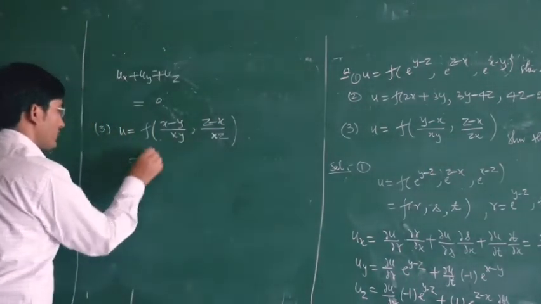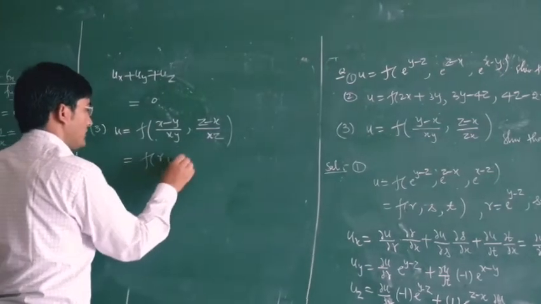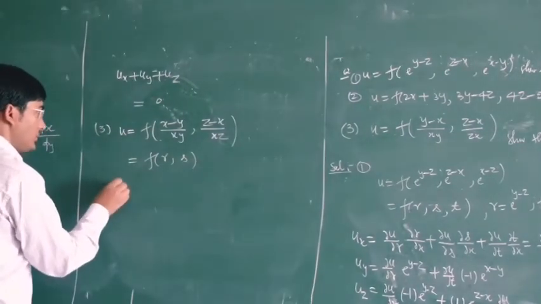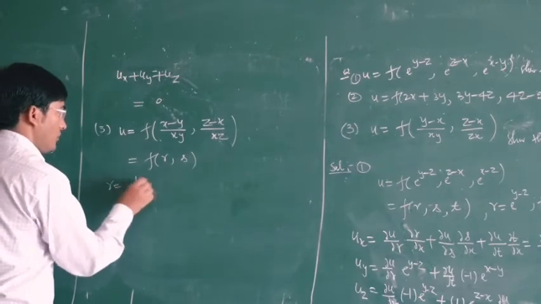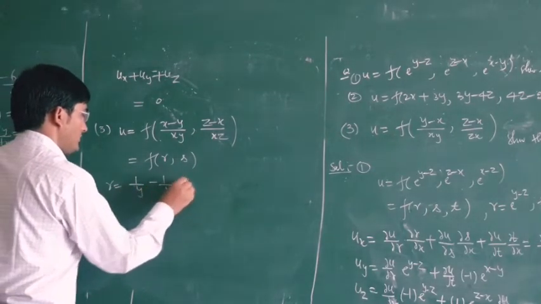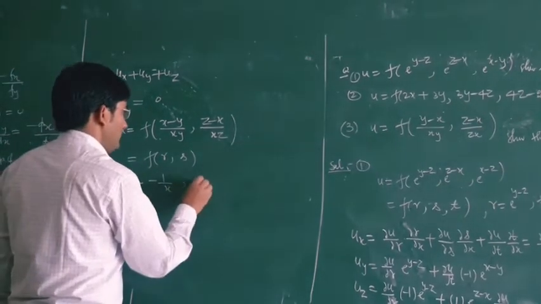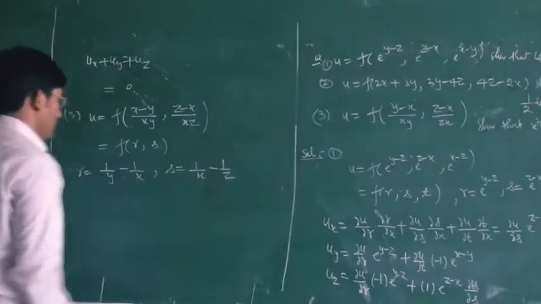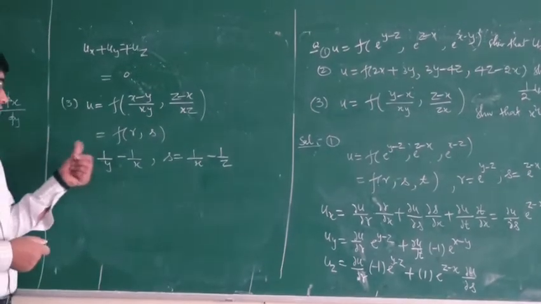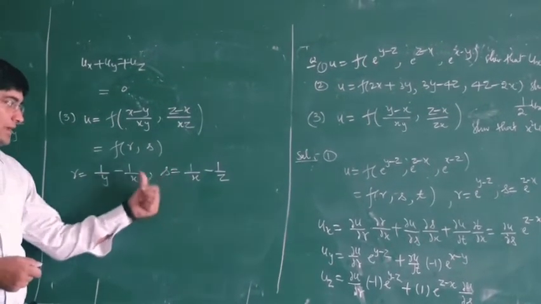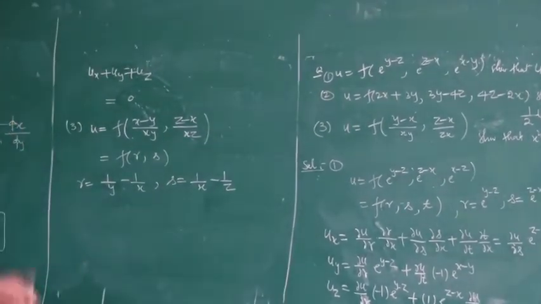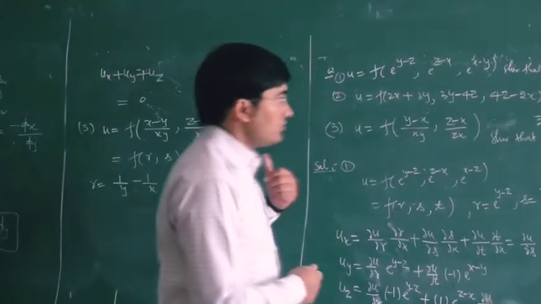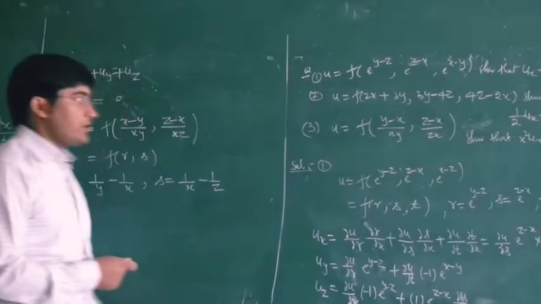Again let us write this one as your r and the second one as s. So your r will be 1/y - 1/x, and your s will be 1/x - 1/z. So your r is a function of x, y, z, and again s is a function of x, y, z. So let us compute ux, uy and uz.